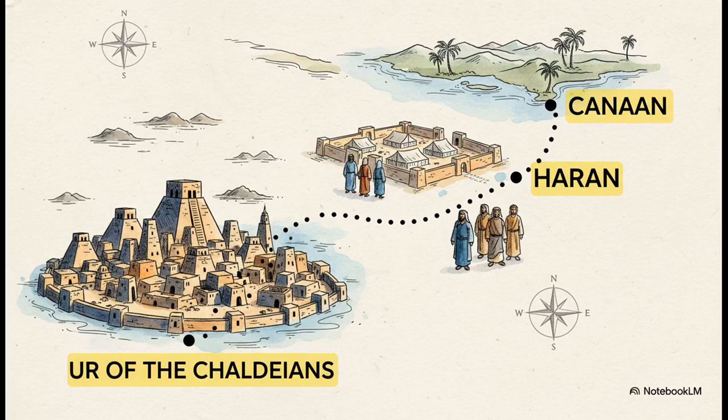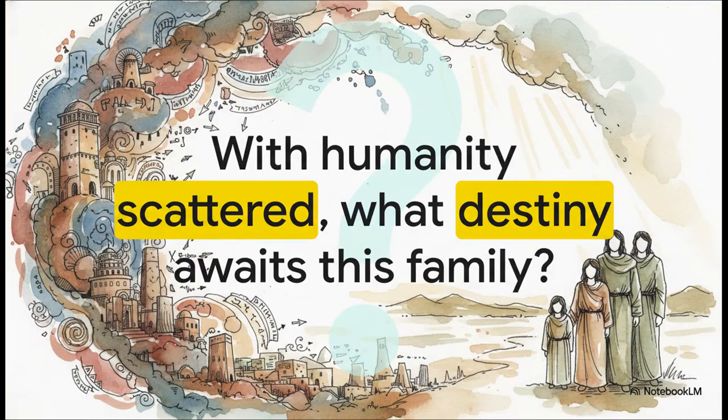And suddenly, the story is on the move. Abram's father, a man named Terah, packs up his family, including Abram, and they leave the big city of Ur. They're heading for Canaan, but they don't quite get there. They stop partway and settle down in a place called Haran. Their journey is paused. And that's where we're left hanging.